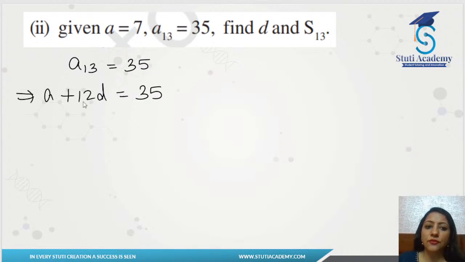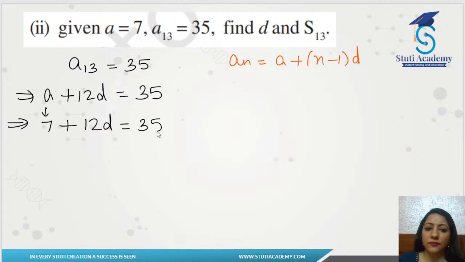I explained this to you in the first two classes also. What I'm doing here is using the nth term formula, that's An is equal to A plus (N minus 1) into D. So if I have A13, I will take 1 less here. So A plus 12D. Also, it's given to us in the question that A is 7. So I'm going to replace A by 7. A plus 12D is equal to 35.